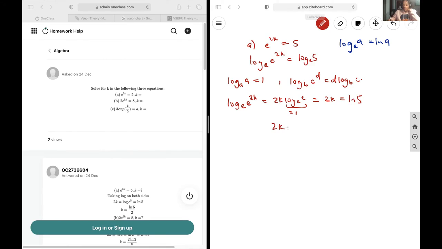So we have 2k is equal to ln 5. Divide out the 2 on both sides. And then we get k is equal to ln 5 all over 2. And that is going to be our final answer for that one.